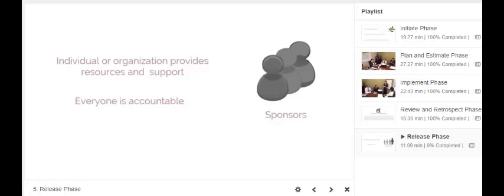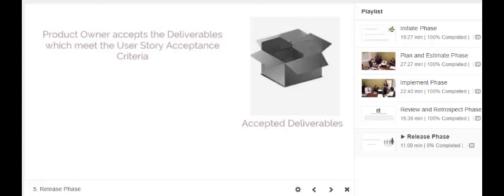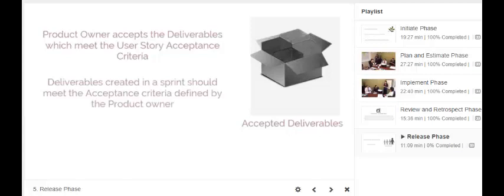Next source of input is the accepted deliverables. Deliverables which meet the user story acceptance criteria are accepted by the product owner. The objective of a sprint is to create potentially shippable deliverables or product increments which meet the acceptance criteria defined by the customer and product owner. These are considered accepted deliverables that may be released to the customer if they so desire.